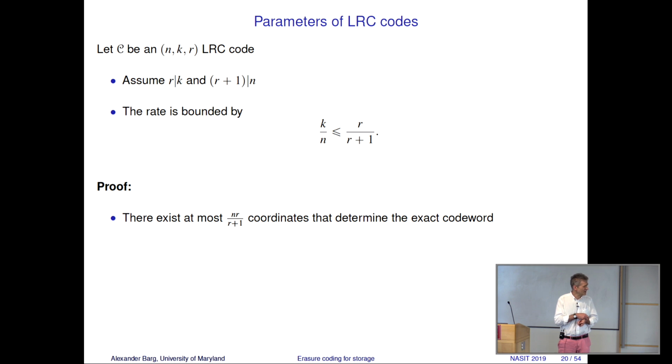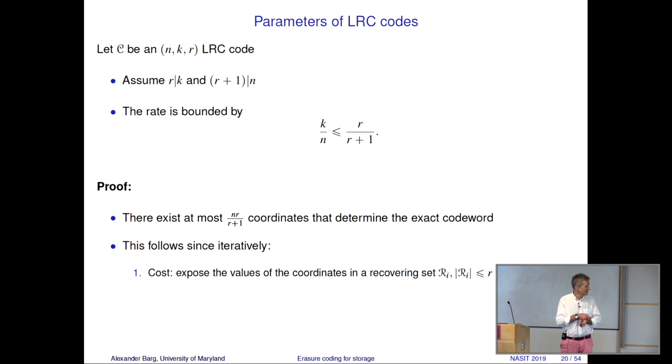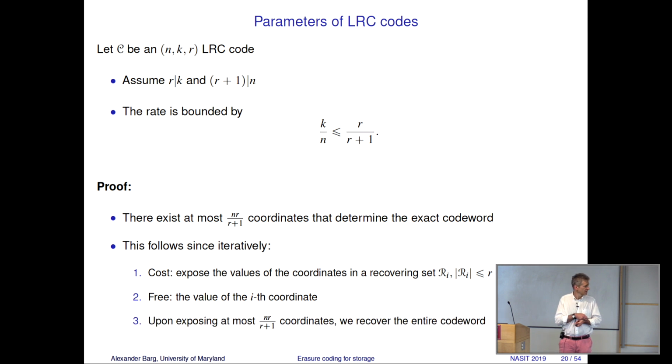At most, that many coordinates determine the entire code word. Why is that? Well, because some coordinates are dependent on the other coordinates, right? Expose the values of the coordinates in a recovering set. There are r of them, little r of them. One comes for free. Then repeat this. Again, take another recovering set, and upon exposing at most that many coordinates, we have recovered the entire code word.